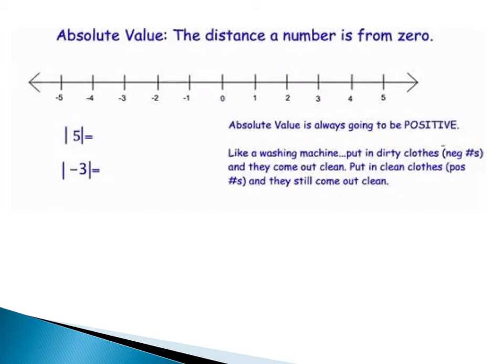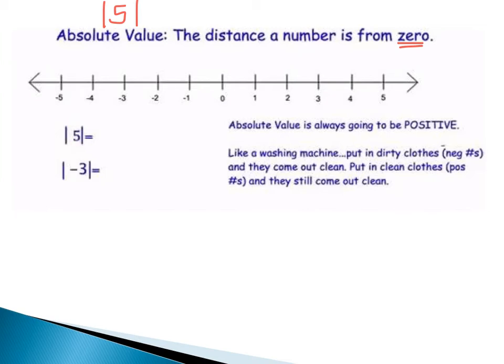Okay, so the absolute value symbol, if you remember, is the two vertical bars that surround a number. So like we have in the examples below, the absolute value of 5. What does the absolute value mean? The absolute value simply describes the distance that number is from 0 on a number line. Okay, so take for example the absolute value of 5.